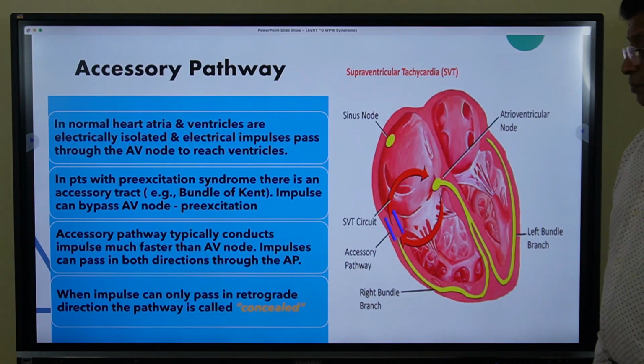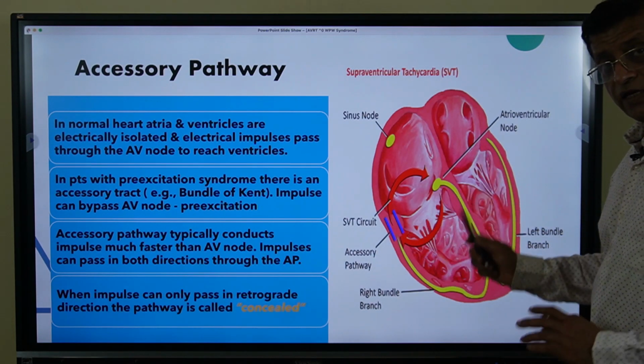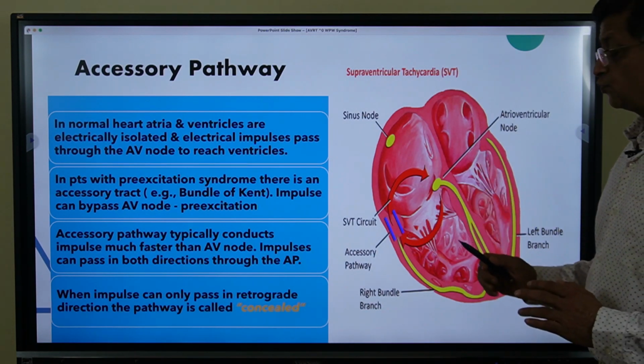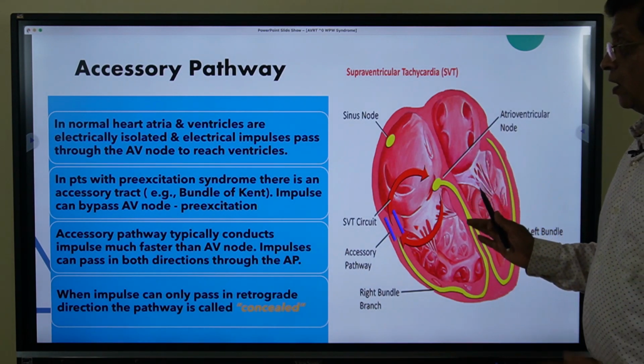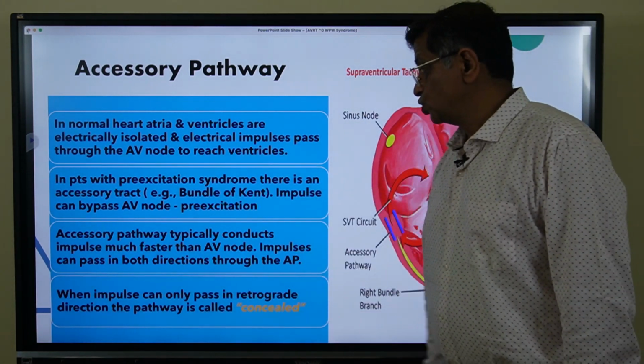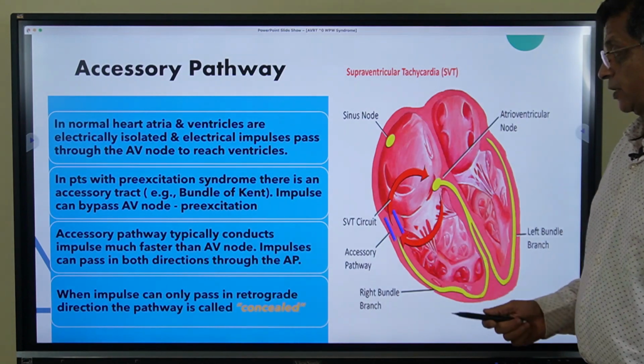Now, what is this accessory pathway? In a normal heart, atria and ventricles are electrically isolated and any impulse that passes from atria to ventricle has to pass through the AV node. So there is no other way. But in patients with pre-excitation syndrome, there is a congenital accessory tract or bypass tract.